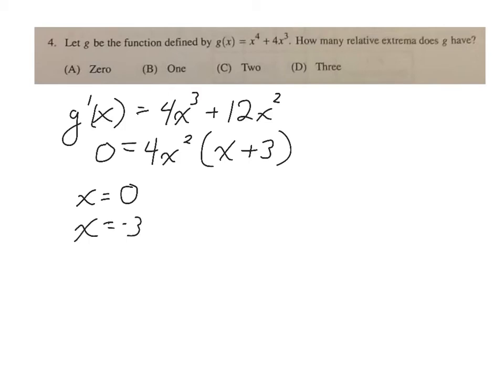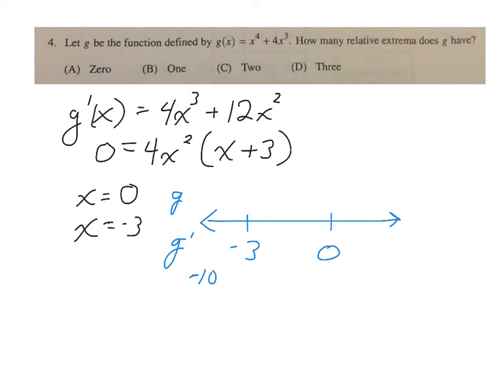But we do want to test to make sure they actually are extreme values. So we're going to do the first derivative test. I'm going to set up my number line. I want negative 3 and I want 0. This is g prime. This is what is happening at g. All right, so I'm going to test something over here. I'm going to test a very big number. Like I like going, let's say negative 10.